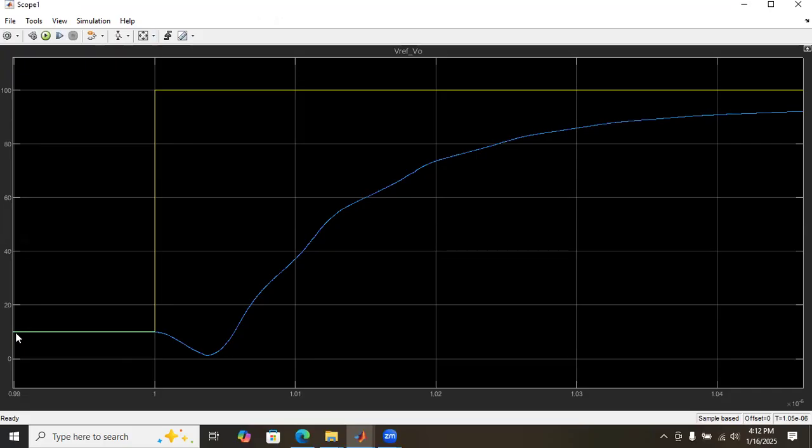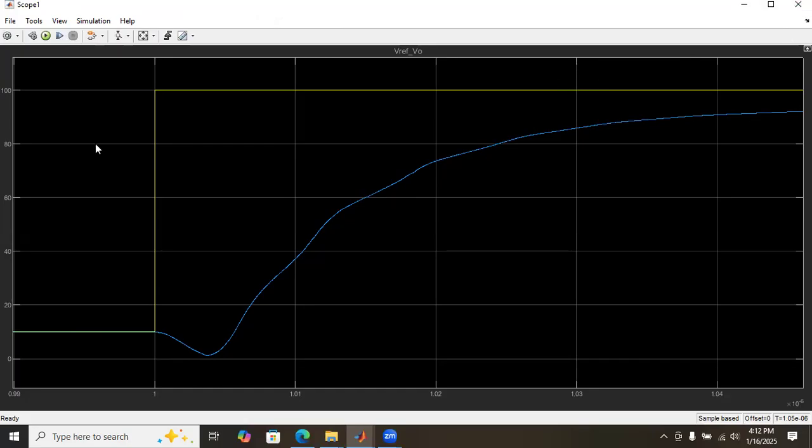Initially we are providing 10 volt as reference and the measured voltage is following the reference voltage. After 1 microsecond, we have increased the reference voltage to 100. So this variable gain amplifier is slowly increasing. The load voltage is slowly increasing and reaching up to 90 volt.